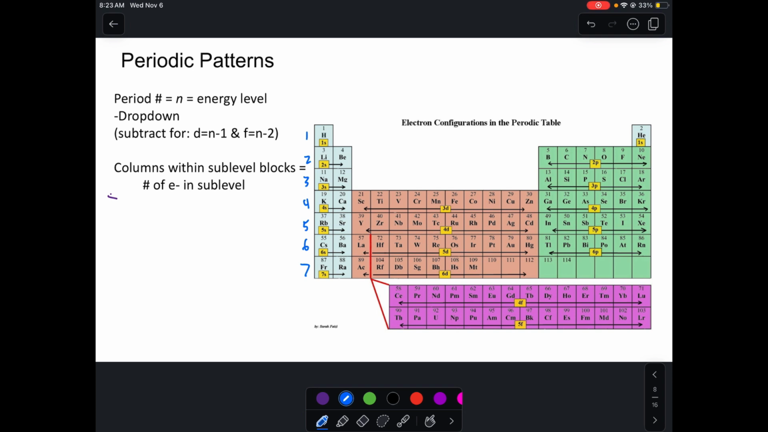And if you number these 1, 2, 3, 4, 5, 6, 7, 8, 9, 10, 12, 13, 14, 15, 18. You'll notice that these columns within the sublevel blocks equal the number of electrons in that sublevel. So, for example, beryllium has 2 electrons in the S sublevel.